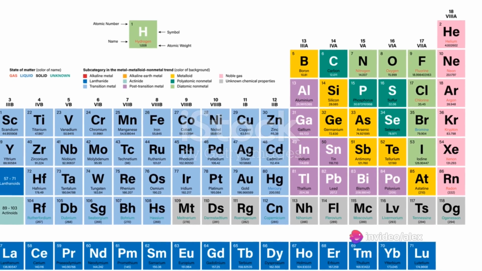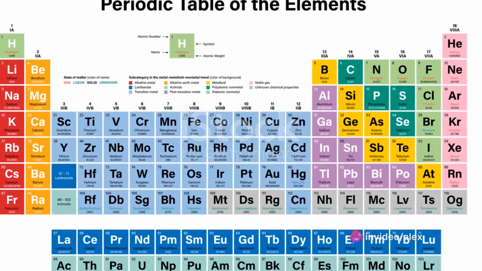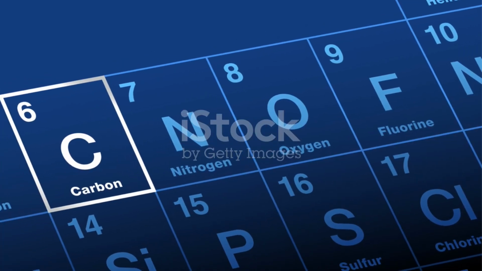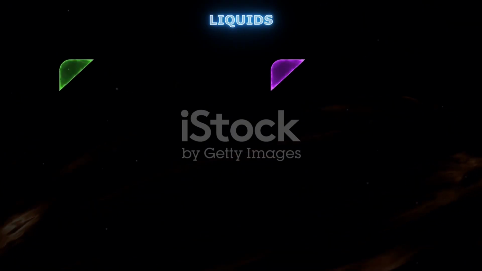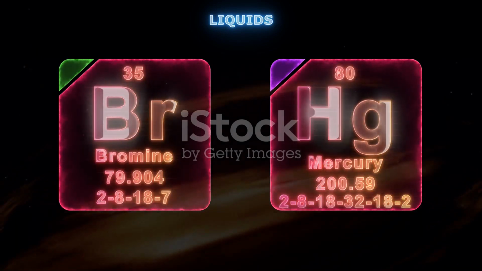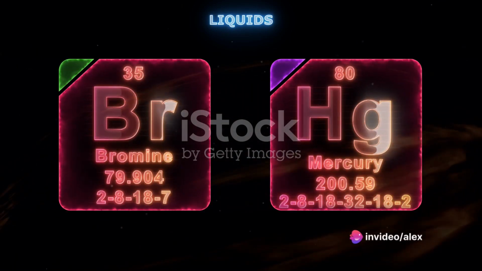As we venture further to the right of the periodic table, we encounter the non-metals and the noble gases. Non-metals are a diverse bunch. They're like the eccentric cousins at a family gathering. They can be brittle solids, liquids, or even colorless gases. Their physical properties are as varied as their appearances.